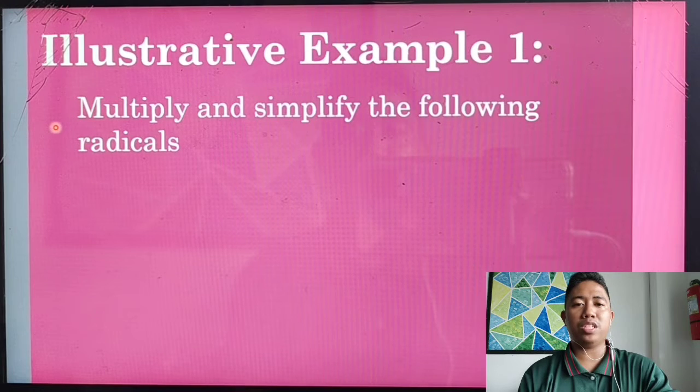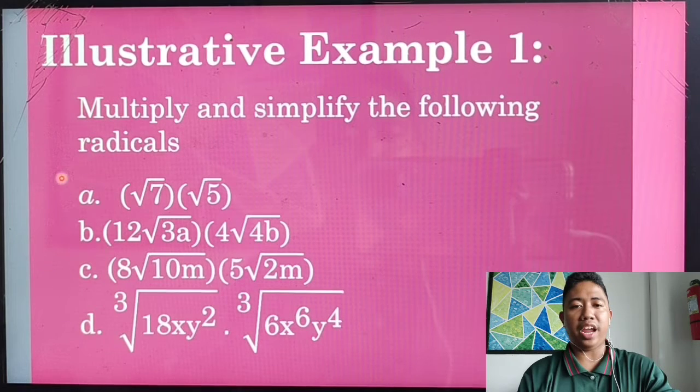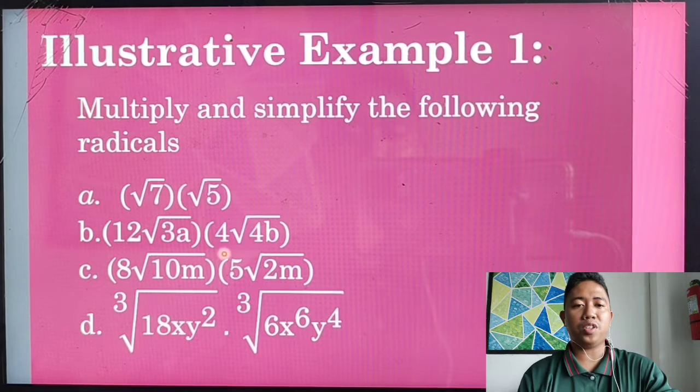Multiply and simplify the following radicals. Letter A, we have the square root of 7 times the square root of 5. For letter B, we have 12 times the square root of 3a times 4 times the square root of 4b. For letter C, we have 8 square root of 10m times 5 square root of 2m. And for letter D, we have the cube root of 18xy squared multiplied by the cube root of 6x to the power of 6 y to the power of 4.